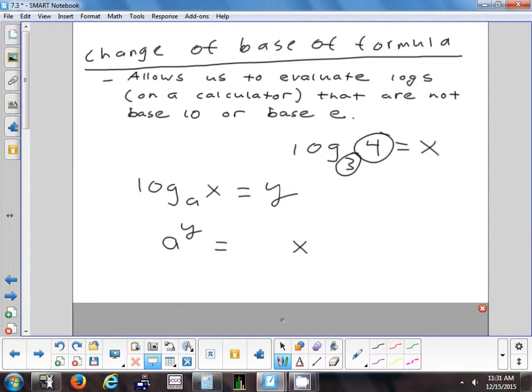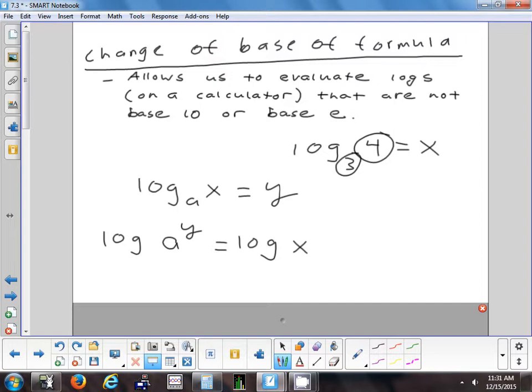As long as you do the same thing to both sides, that keeps your equation balanced, right? That's algebra 1. What I'm going to do is take the log of what's on the left and what's on the right. That's perfectly fine to do as long as I do it on both sides. Okay, it's still balanced.